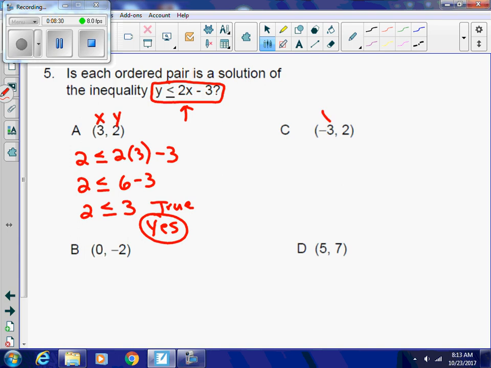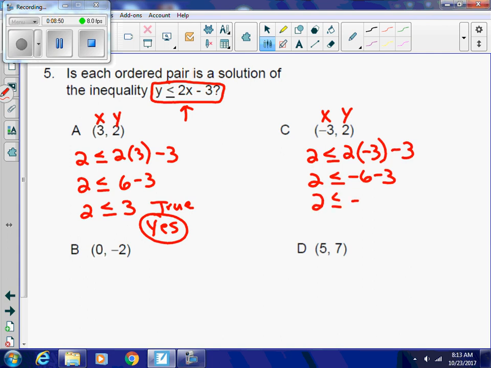All right, here we go. X and y, just plug it in. Same equation, same inequality. Y, which is 2, is less than or equal to 2x, so 2 times negative 3 minus 3. Let's see if this one's true. Is 2 less than or equal to negative 9? No. It's false, so the answer is no.